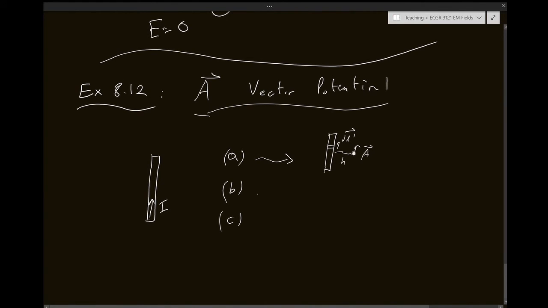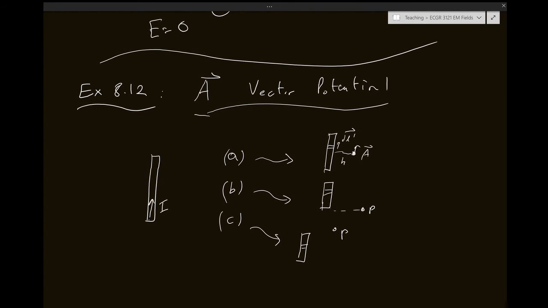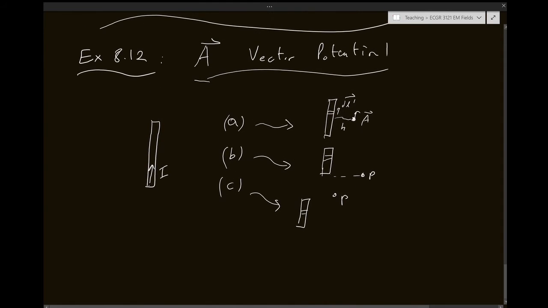The second thing that we want to solve is the special case where we are at the edge. The point we're interested in is at the edge of the segment. And then the final part is solving the problem in general, for any random point in space. Okay, so let's start with part A.